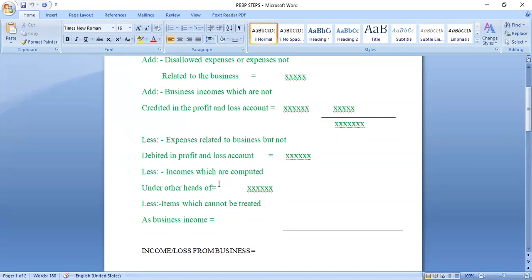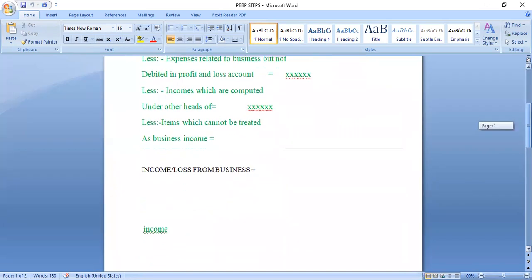You subtract it. And the last one, subtract those incomes which cannot be taken as business income, or we can say are taken as other heads of income. These two are similar. You subtract those incomes which are not under business income or which are treated as other heads of income. Subtract it, and you will get income from business.